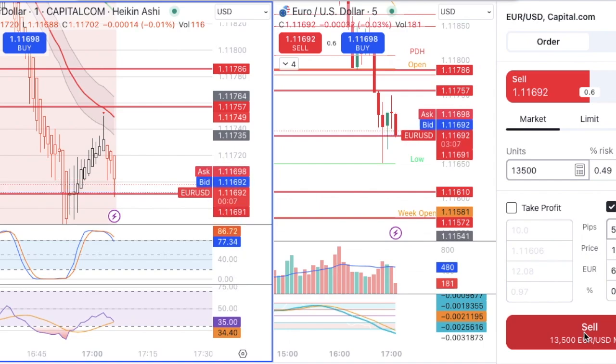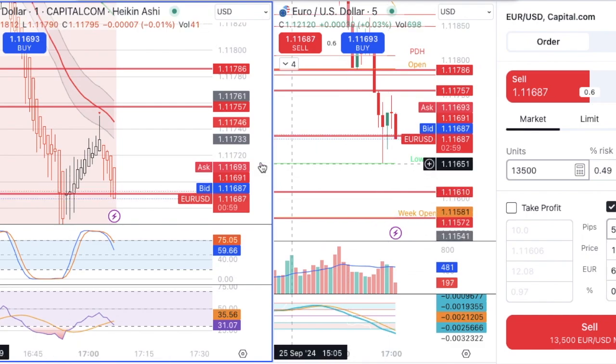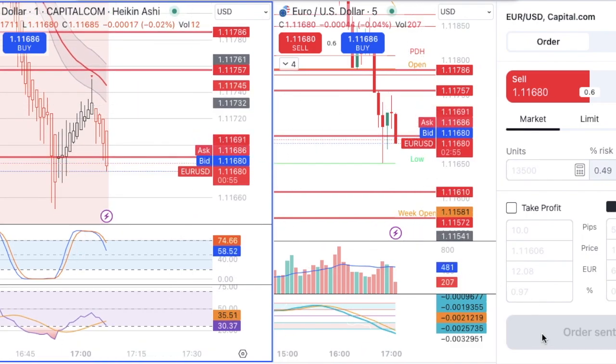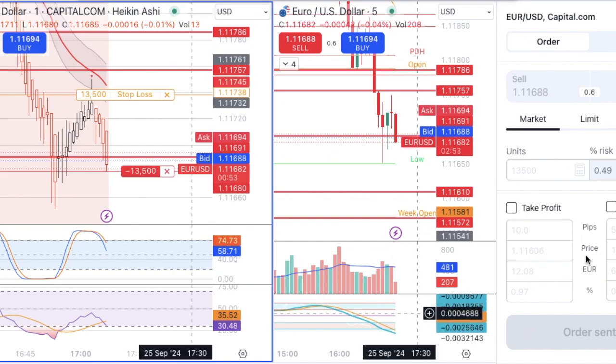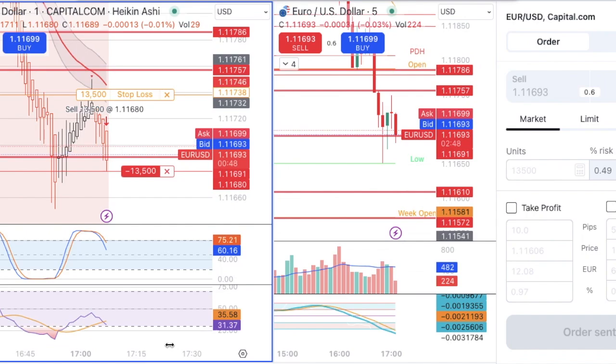I have already set up my short order here, the sell order. I'm using a demo account, a paper trading account, by the way. This is not real money. So if you want to learn, definitely do that and don't use real money. Okay, here I enter the trade.